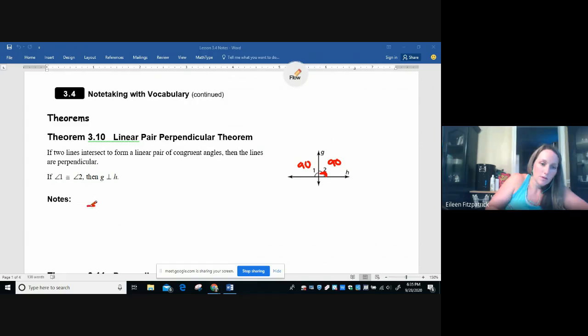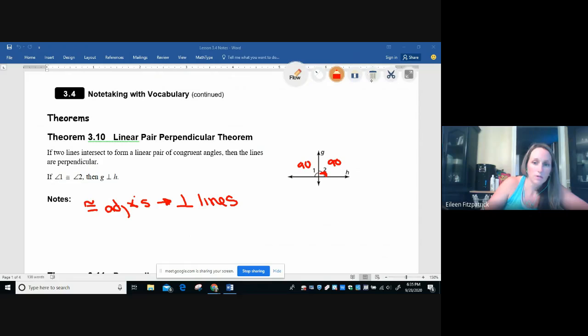So in a theorem, or excuse me, in a proof, if we wanted to use this theorem, we would say congruent adjacent angles implies perpendicular lines. Okay. Congruent adjacent angles implies perpendicular lines.